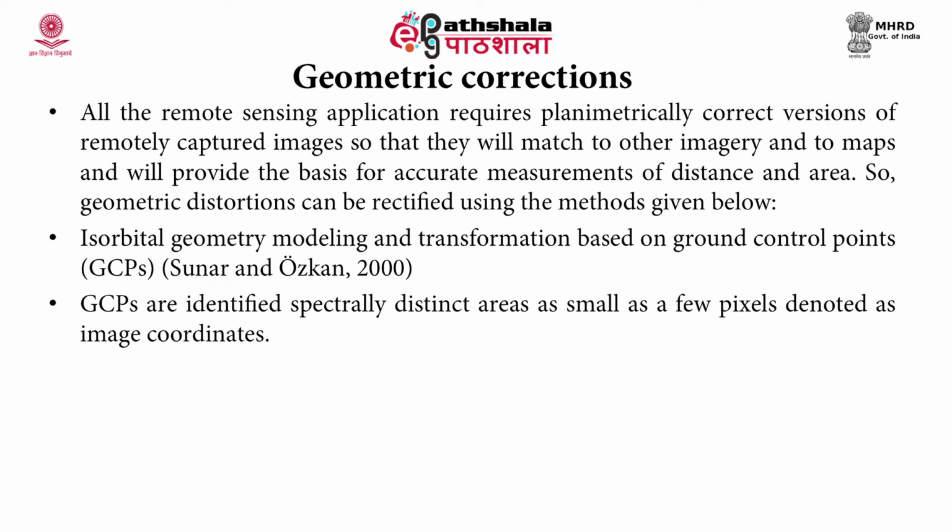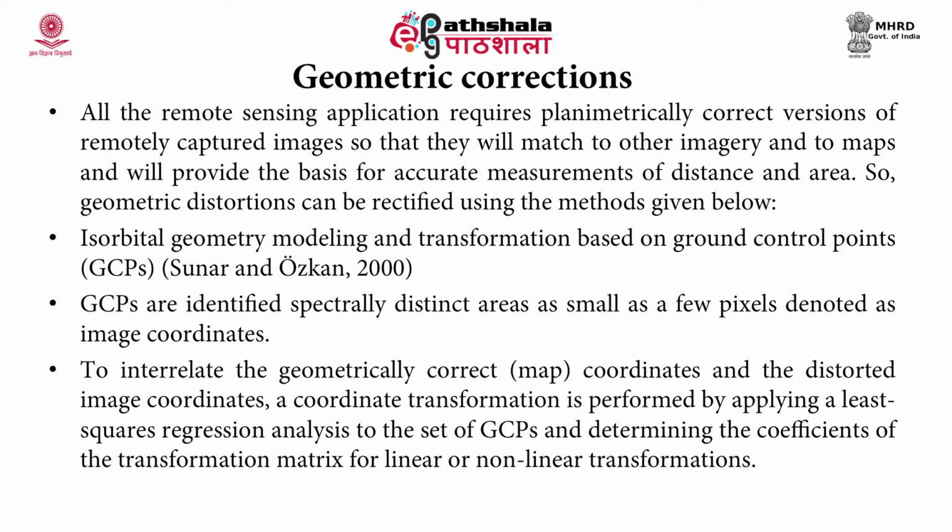denoted as image coordinates. To interrelate the geometrically correct map coordinates and the distorted image coordinates, a coordinate transformation is performed by applying a least square regression analysis to the set of ground control points and determining the coefficients of the transformation matrix for linear or non-linear transformations.